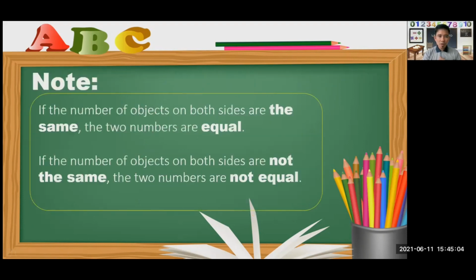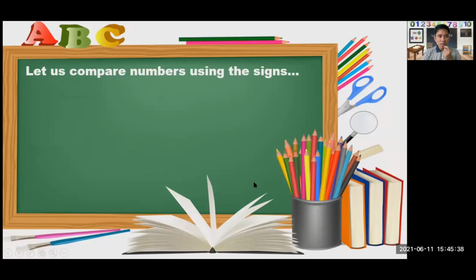Now let us always remember, if the number of objects on both sides are the same, for example the other number is 6 and the other number is 6, the two numbers are equal. If the number of objects on both sides are not the same, for example the other number is 6 and the other number is 5, they are not the same, that means the two numbers are not equal.